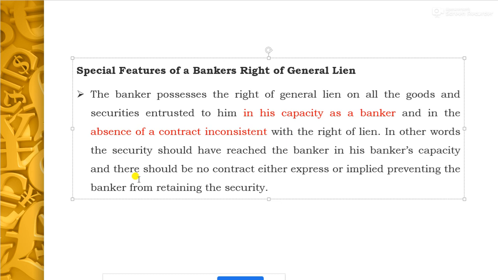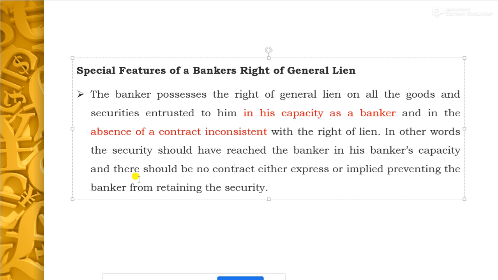ഇതാണ് ഒന്നാമത്തെ പോയിന്റ്. അതായത് ഏത് സെക്യൂരിറ്റിയുടെ മേലെയാണോ ബാങ്കർ റൈറ്റ് ഓഫ് ലീൻ എക്സസൈസ് ചെയ്യാൻ ഉദ്ദേശിക്കുന്നത് ആ ഒരു പ്രോപ്പർട്ടി ബാങ്കർക്ക് ബാങ്കർ എന്നുള്ള നിലയിലായിരിക്കണം അത് കിട്ടിയിരിക്കുന്നത്, അല്ലാതെ പേഴ്സണൽ അല്ല. ഓക്കെ, സോ ഇറ്റ് ഷുഡ് റീച്ച് ദ ബാങ്കർ ഇൻ ഹിസ് കപ്പാസിറ്റി ആസ് എ ബാങ്കർ.